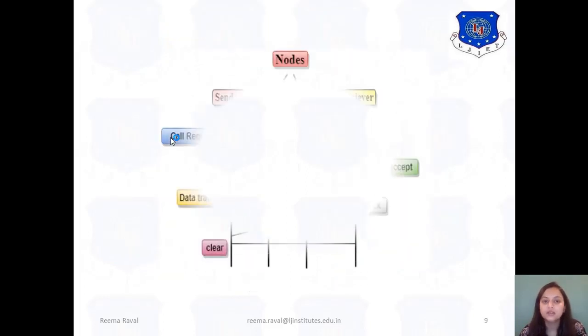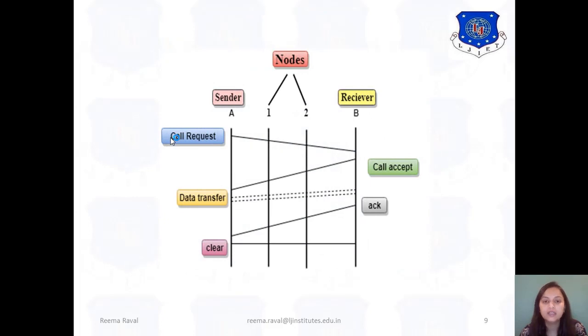Now let us see one diagram. In this, the process of signal transmission or data transmission is shown. As you can see, this is sender A and this is receiver B, and in between there are nodes 1 and 2. Whenever a sender has any data to send, it will send a call request signal to the receiver, and whenever the receiver is ready to accept, it will send back the call accept signal. After receiving the call accept signal, the data transfer is done.